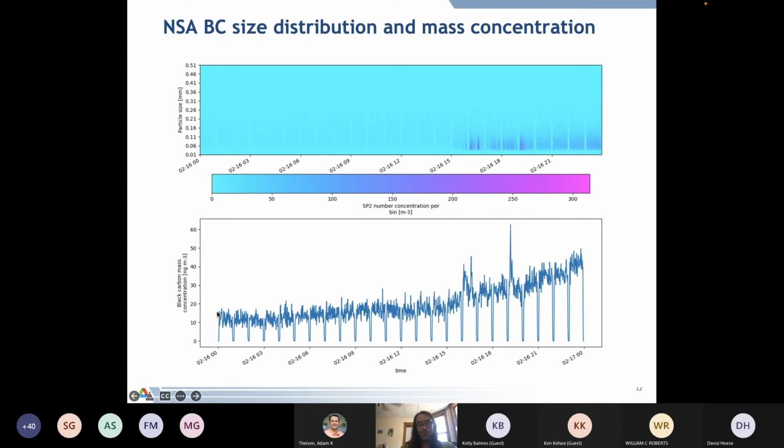What you can see here is that as we get further along in time, we have heavier amounts of soot coming in as we go through the day, indicating that there's likely some smoke entering the NSA site as the day progresses. You can see most of the particles are generally under 0.2 microns, indicating that most of the particles are in a fine mode aerosol, as we would expect from black carbon.